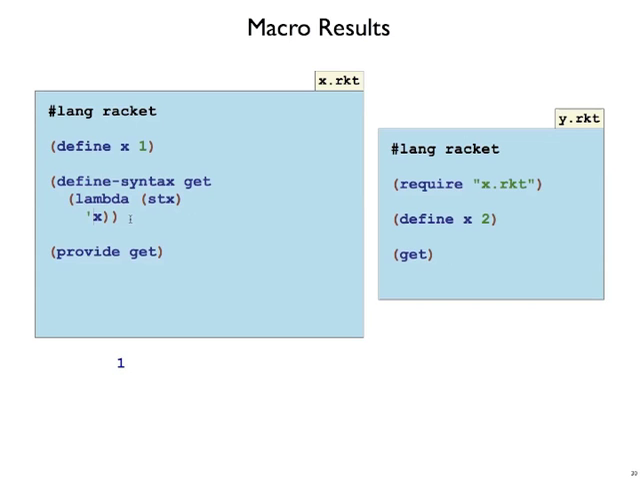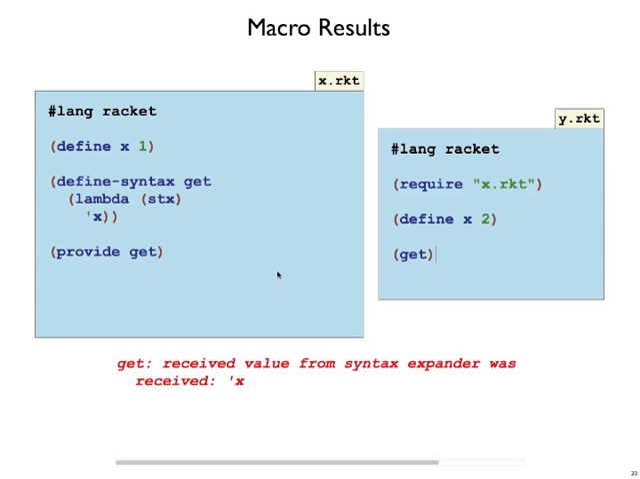But it can't be just quote x, because as we saw with eval, if you have a symbol x, you don't really know what environment it should be in. In fact, a macro is not allowed to return just a symbol like this, quote x. You can see I got an error. Received value from syntax expander, right? Syntax expander is this function right here that was supposed to be the value of get.